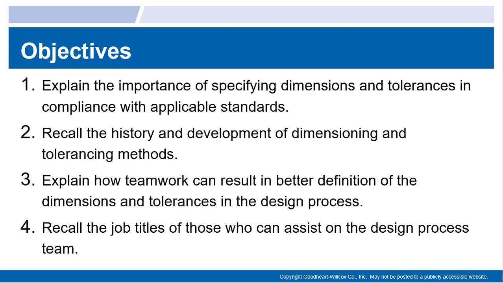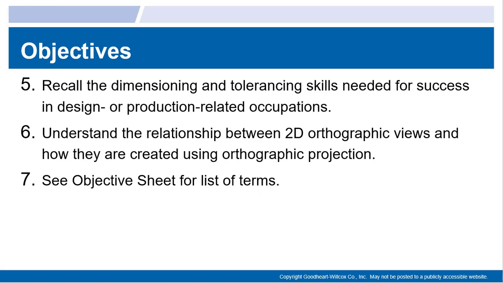Second one is recall the history and development of dimensioning and tolerancing methods. Number 3, explain how teamwork can result in better definitions of the dimensions and tolerances in the design process. Number 4 is recall the job titles of those who can assist on the design process team. Number 5, recall the dimensioning and tolerancing skills needed for success in design or production-related occupations.